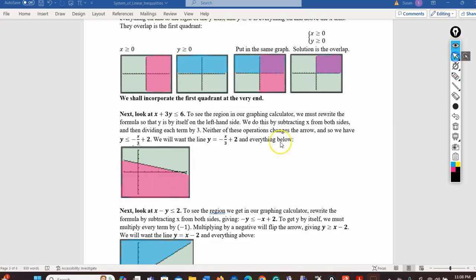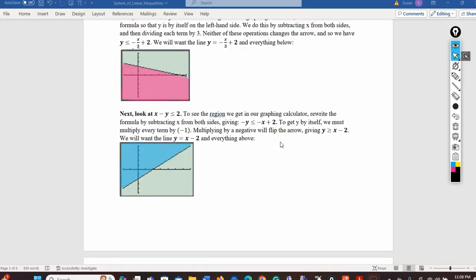Next, we want to look at that, but you want y by itself. So subtract x from both sides. Subtracting does not change the direction of the arrow. And now to get y by itself, multiply everything by -1. Multiplying by a negative flips the arrow.